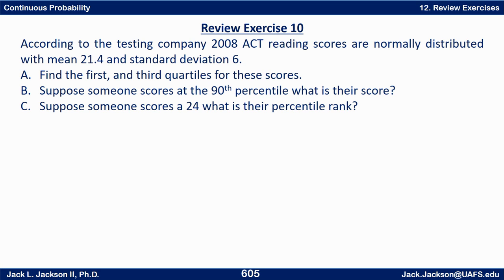All right, this is review problem number 10. This is another normal application problem like the last one, really. According to the testing company, the 2008 ACT reading scores are or were normally distributed with a mean of 21.4 and a standard deviation of 6. Find the first and third quartiles.